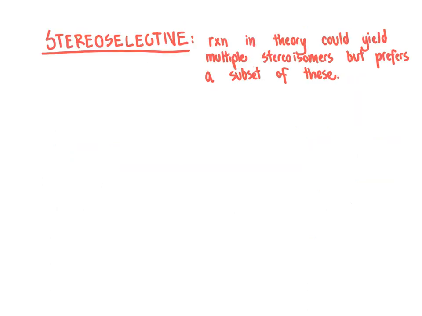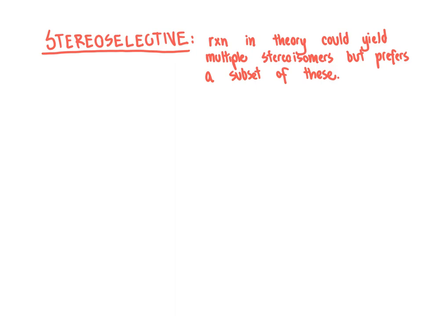Now we use a second term to describe the outcome of chemical reactions, and that second term is stereoselective. The term stereoselective also came up with regard to nucleophilic substitution reactions, so we're not going to go into it in as much depth here, but it is certainly something that you want to keep in mind when looking at the outcomes of chemical reactions. A stereoselective reaction is a reaction that in theory could yield multiple stereoisomer products, but in actuality prefers just one or a subset of those hypothetical possibilities.